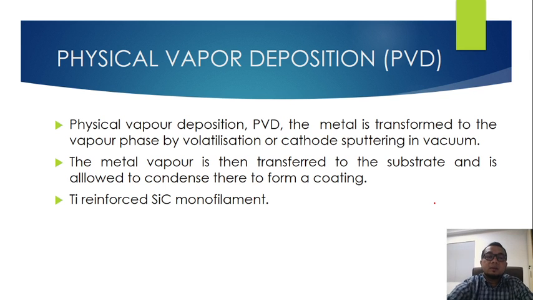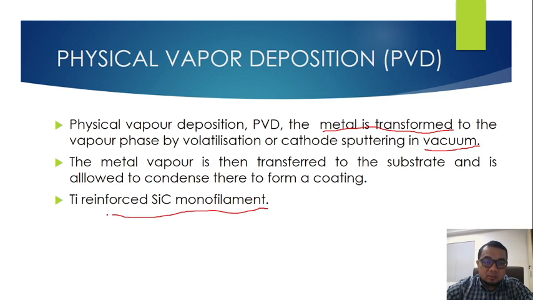First is PVD, physical vapor deposition. The metal is transformed to the vapor phase by volatilization or cathode sputtering in vacuum. This is the main point. The metal vapor is then transferred to the substrate and is allowed to condense there to form a coating. Ti reinforced SiC monofilament is the example.